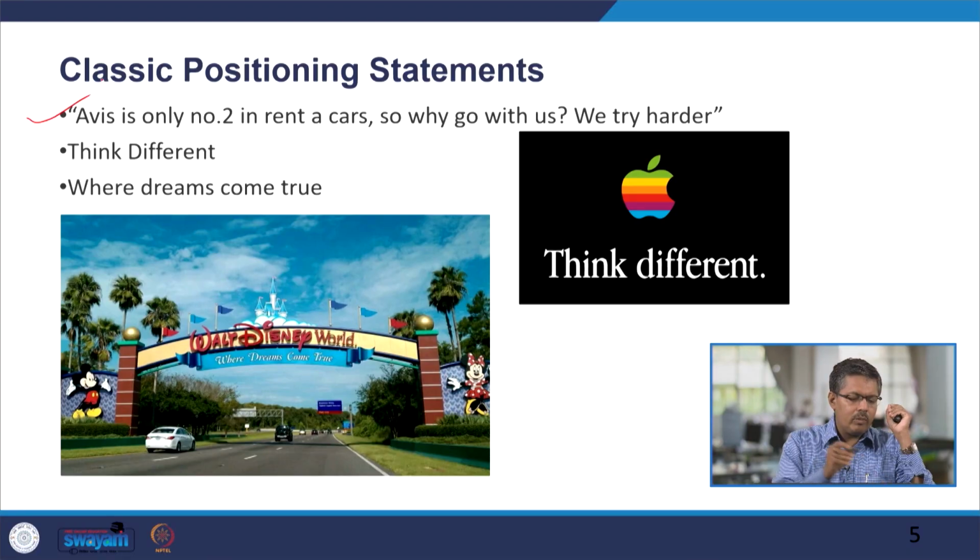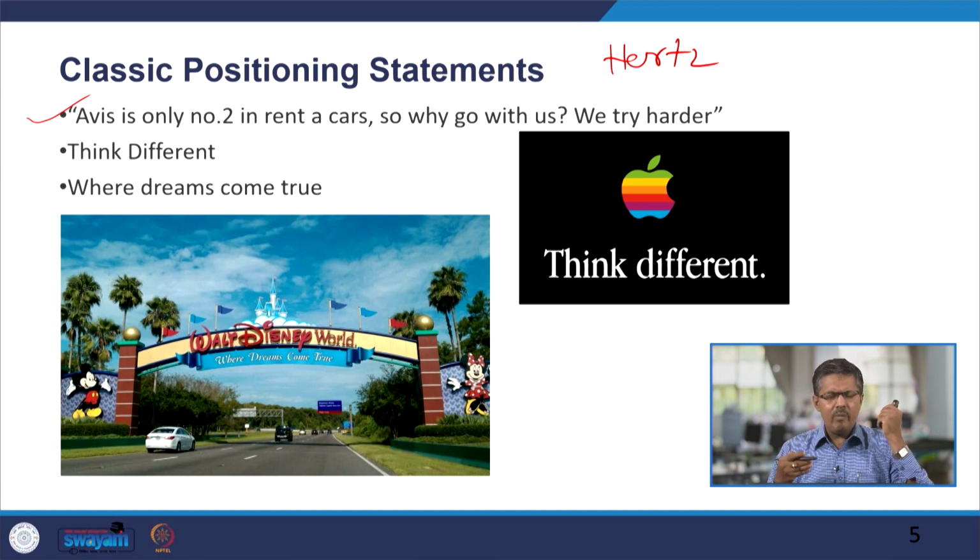Now, this is considered to be one of history's best positioning statements, made by Avis. Avis is a company which was into car rental. So, its positioning statement was that Avis is only number 2 in rent a cars, and who was the number 1? Hertz. Hertz was the company which was number 1, right. So, they said Avis is only number 2 in rent a cars, so why go with us? And then they answered, we try harder, because we are second, we want to come first, so we try harder.